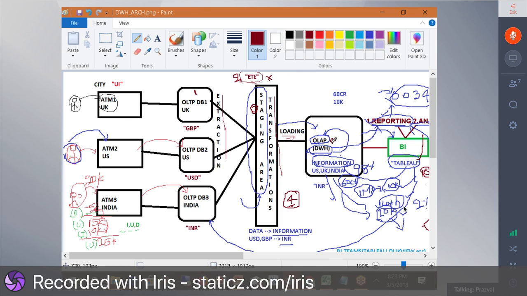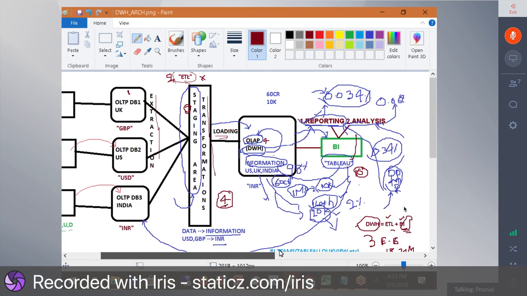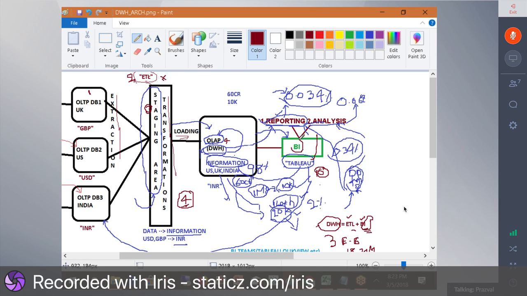So a data warehouse contains subject-oriented information. The best definition of a data warehouse is that it contains subject-oriented information. And the 5th component is BI. So what is BI doing? BI takes the required information from the data warehouse and performs both the required reporting and analysis.